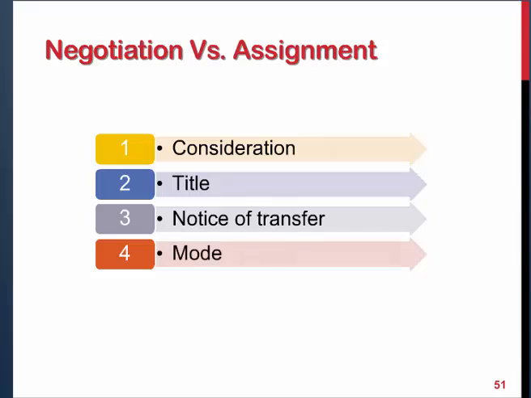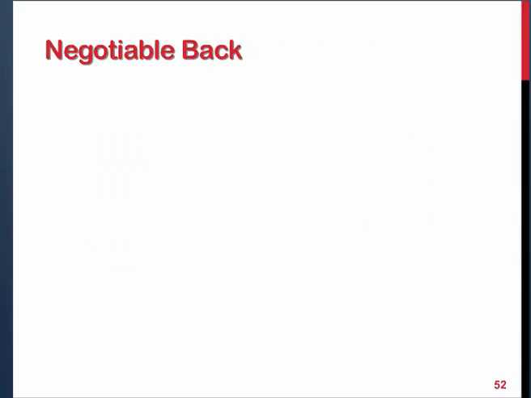Fourth point is mode. In the case of negotiation, a bearer instrument can be negotiated by mere delivery, and instruments payable to order are negotiated by delivery and endorsement. But an assignment can only be made in writing, either on the instrument itself or in a separate document. Now, we will discuss the different provisions relating to negotiation.